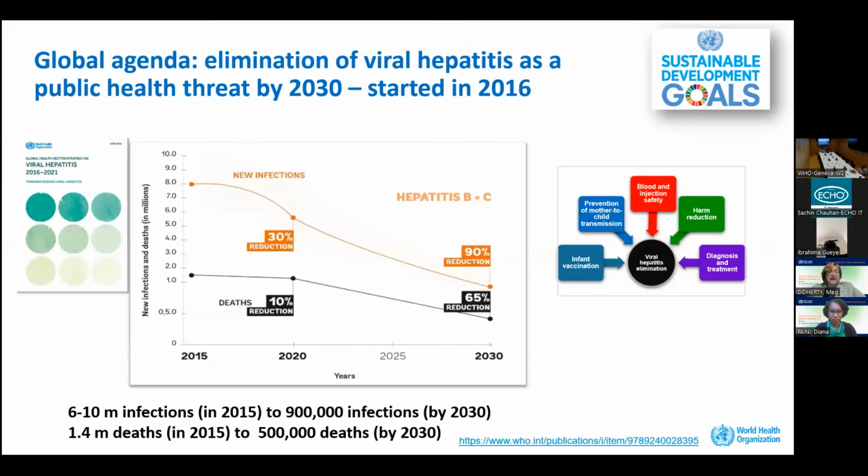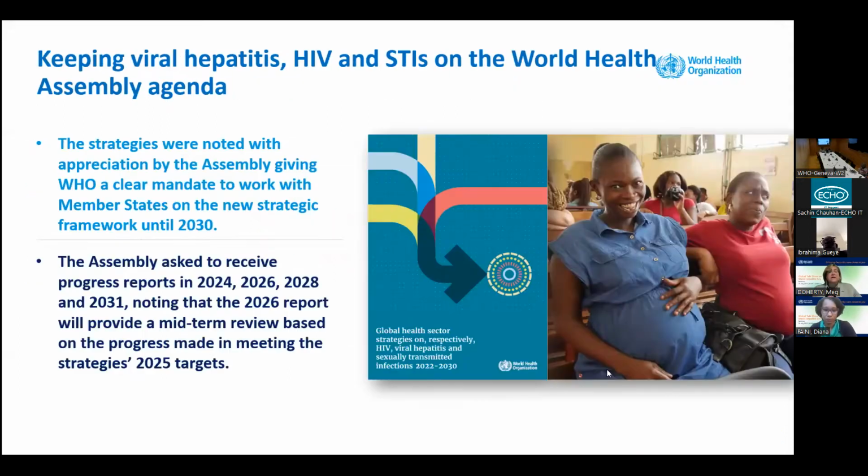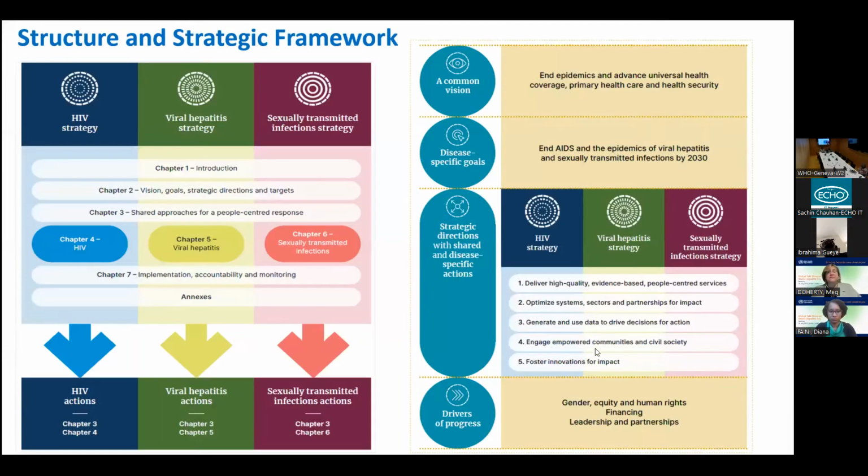And it accelerates that action, gives us a monitoring framework with which we will have to report back every 2 years so that we can make sure we're on track, and provides us with an approach where we can find some commonalities between other diseases. So hepatitis doesn't have to go it alone, that you're working with the structures of hepatitis, HIV, as well as STIs, but focusing on delivering high quality services, optimized systems, generating data for action, engaging the communities and civil society, which has been so key to the success for hepatitis, and in particular, fostering innovations. We think getting to ending hepatitis will require some innovations.